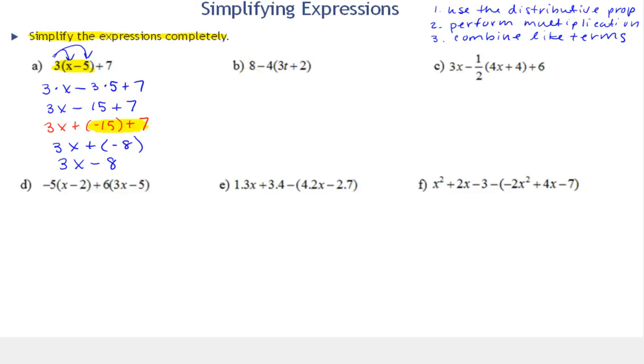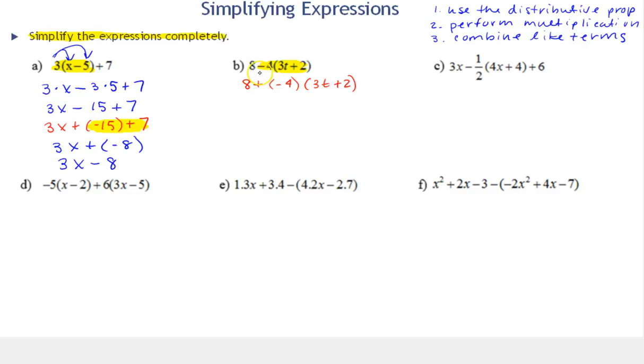So remember our plan: use the distributive property, perform multiplication, combine like terms. Okay, so here is the multiplication where I would use the distributive property, and I am going to highlight that subtraction sign. Here's why. Let's rewrite this as 8 plus negative 4 times (3t plus 2).